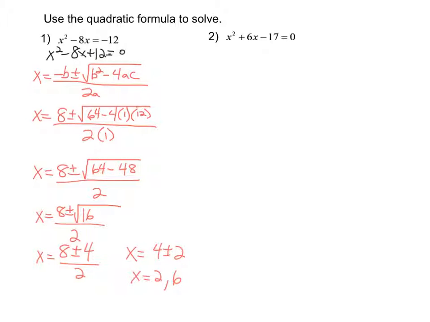All right, so for number 2, I've got x squared plus 6x minus 17. And so I'm going to go ahead and plug those values into my quadratic formula. I've got x is equal to negative b, so negative 6 plus or minus the square root of b squared, which is 36, minus 4 times a, which is 1, times c, which is negative 17. Let's extend that just a little bit, all over 2a, so 2 times 1.